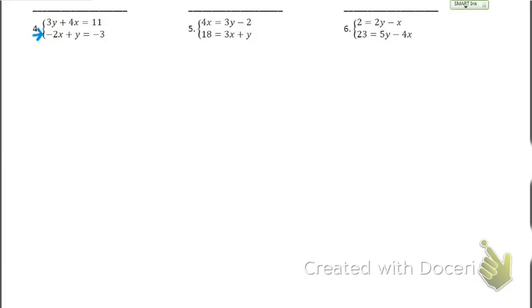Let me tell you guys what I'm thinking, because I have years and years of experience doing this. Notice how I already have a 1y. Does everybody notice that? Does that seem really easy to get by itself? What would I have to do to get that y by itself? All you would have to do is add 2x.